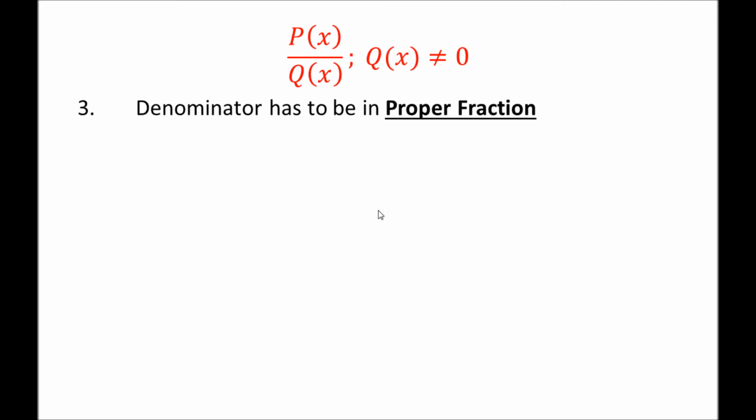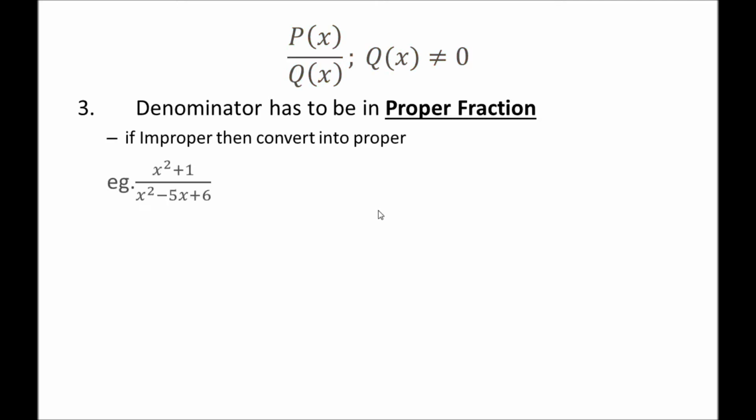And what if the fraction is not a proper fraction? We call it an improper fraction. If the degree of the denominator is equal to or less than the degree of the numerator, we call it an improper fraction. So in case we have an improper fraction, we must convert it into a proper fraction. And the question is, how do we convert an improper fraction into a proper fraction?